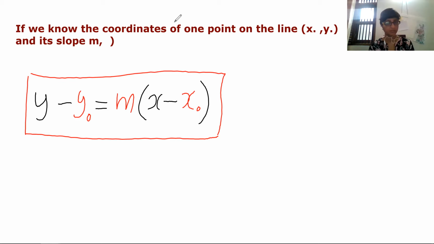Then write under that the next line. This form can easily be turned into the point slope form. So we'll just end it there. Not point slope form, slope intercept form. This is point slope form. This can be easily turned into the slope intercept form.